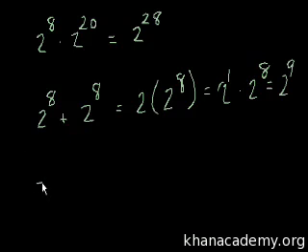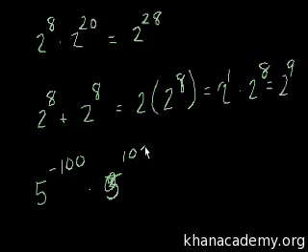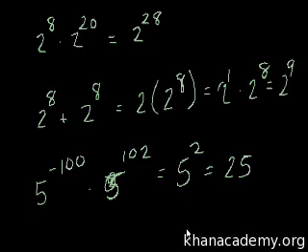If I were to say 5 to the negative 100 times, oh sorry, times 5. This has to be a 5 too. I don't know what my brain was doing. 5 to the negative 100 times 5 to the 102, that would equal 5 squared, right? I just take minus 100 plus 102. I'm sorry for that brain malfunction. And of course, that equals 25. So that's the first exponent rule.